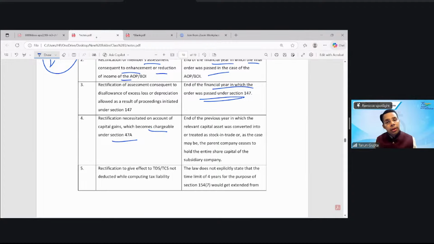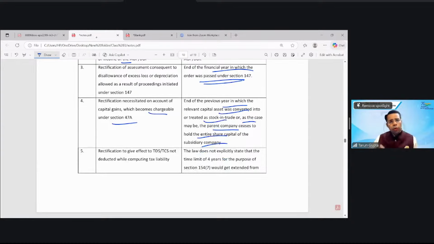But now how will you tax it? The period of 4 years has already elapsed. So there is automatic rectification which says that the period of 4 years shall be reckoned from the end of the previous year in which the relevant capital assets were converted or treated as stock in trade, or as the case may be, the parent company ceases to hold the entire share capital of the subsidiary company. Logical? So whenever the event has happened which had made the earlier exempt transaction taxable, you will reckon the 4 years from that event. You will take the year in which that event happened and you will add 4 years.